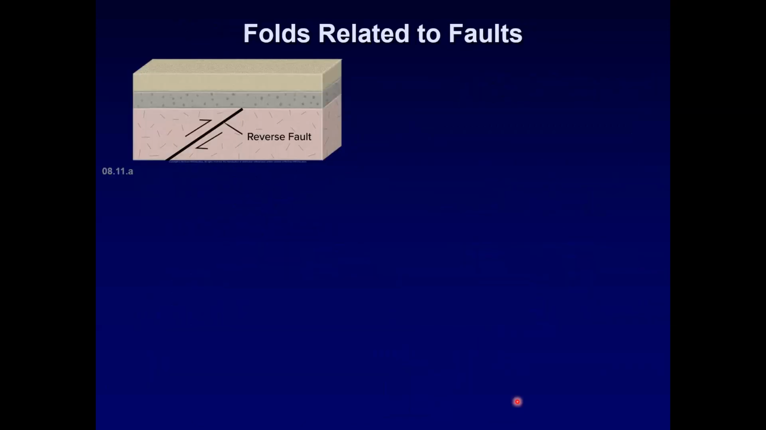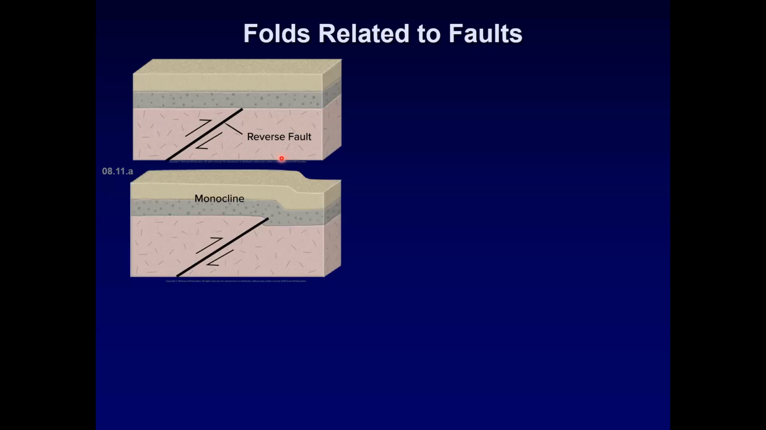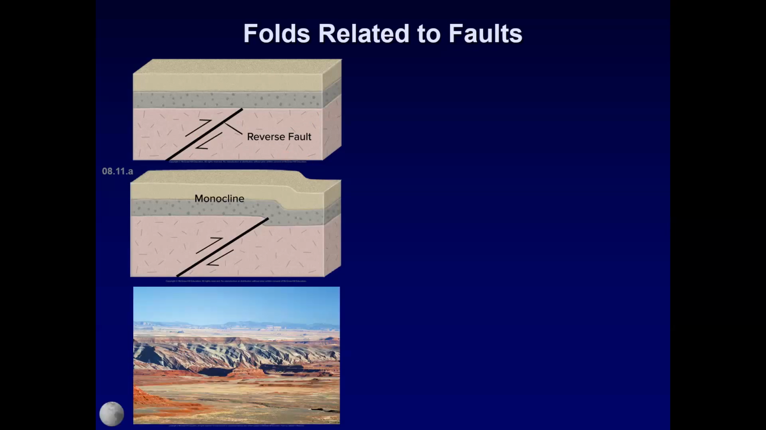All right, folds related to faults. So here we have a reverse fault. A fault forms in crystalline rocks and propagates upward through the crust. Sedimentary layers on crystalline rocks fold in advance of the fault. So there you have a monocline forming.